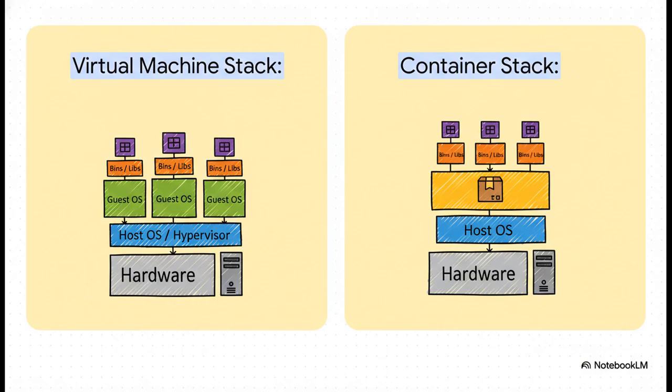And this diagram shows you exactly what I mean. Look at the VM stack on the left. See how every single app has its own complete guest operating system? All that repetition managed by something called a hypervisor. Now look at the container stack on the right. See what's missing? That entire guest OS layer is just gone. All the containers share the one host OS. That is the secret sauce. That's why they are so much lighter and faster.